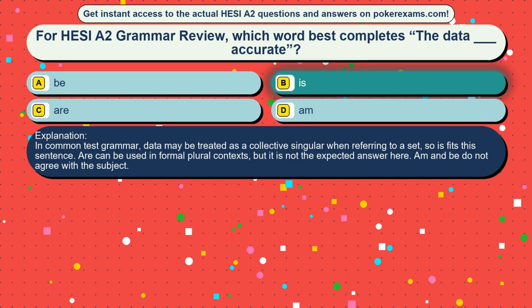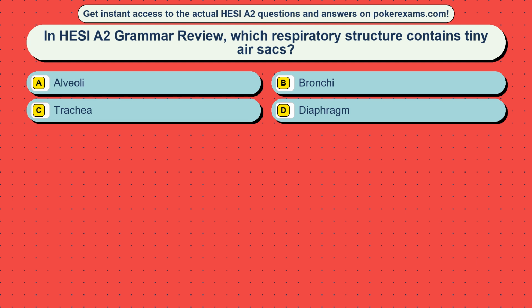In common test grammar, data may be treated as a collective singular when referring to a set, so is fits this sentence. Are can be used in formal plural contexts, but it is not the expected answer here. A, B, and D do not agree with the subject. Question 13. In HESI A2 Grammar Review, which respiratory structure contains tiny sacs?